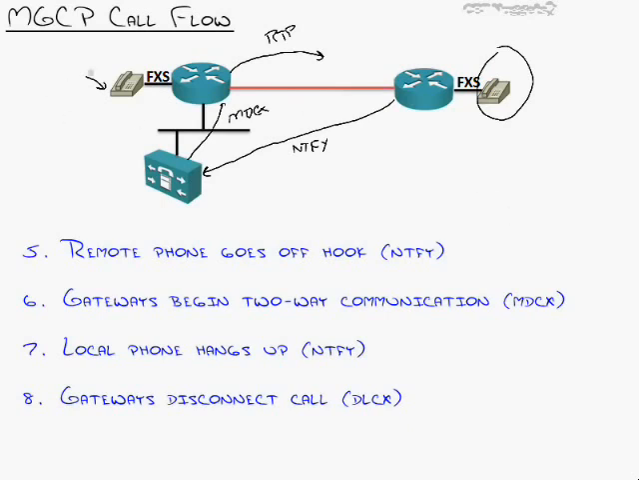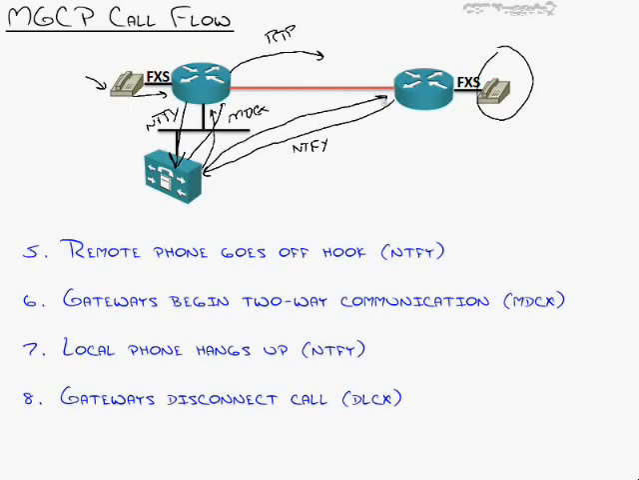Now let's say this local guy is like, okay, see you on Friday, thanks Bob, click, hangs up the handset. As soon as that happens, the gateway says, I've seen a change. The phone has gone on hook. Notify message to the local call manager. The call manager will then say, okay, I've received that. I'm going to send a disconnect message.